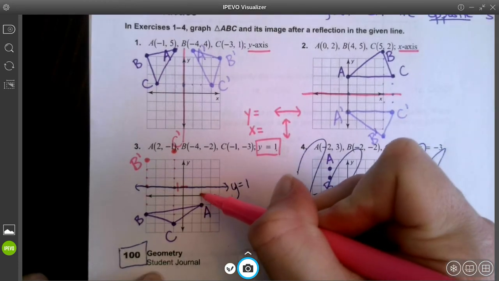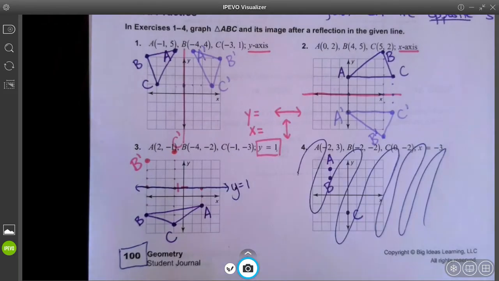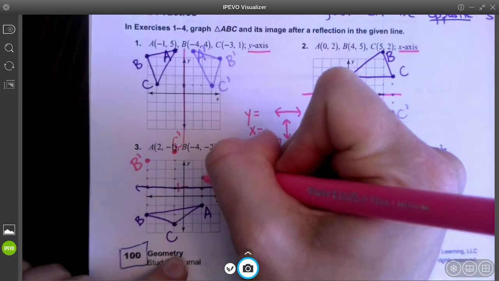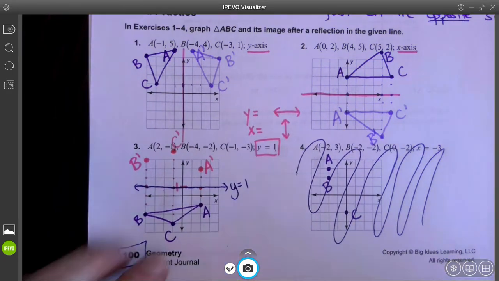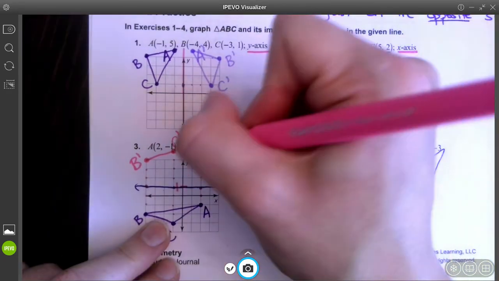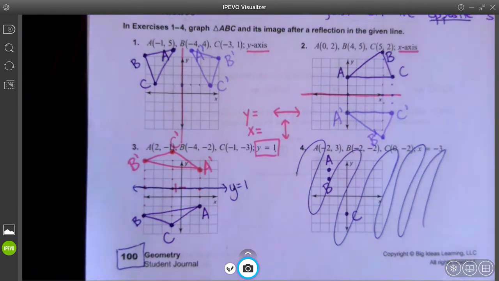Point A is 1, 2 units below that line of reflection. So A prime is 1, 2 units above that line. All my labels are there. I'm good to go ahead and connect the triangle.